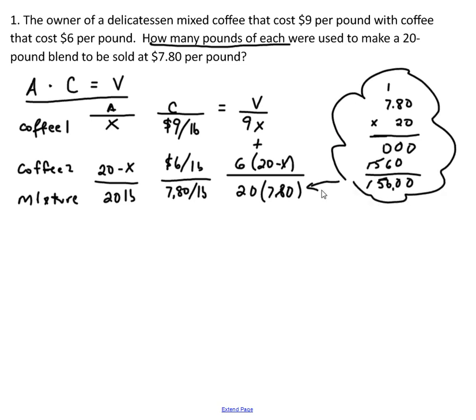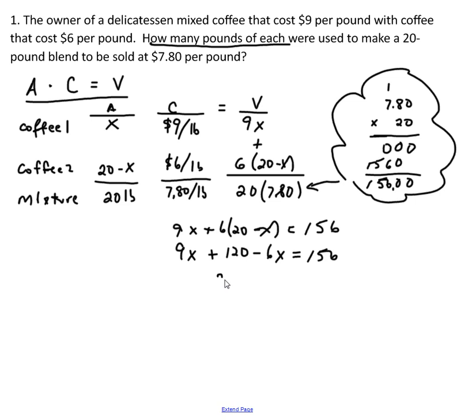So let's work this out then. We're going to say 9x, our value for coffee number 1, plus 6 times 20 minus x, that's our total value for coffee number 2, will equal 156. Now we've got a nice problem that we can go through and solve for x. So let's do that. 9x plus 6 times 20, 120, minus 6x equals 156. That's our total value.